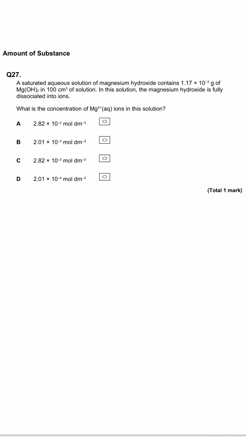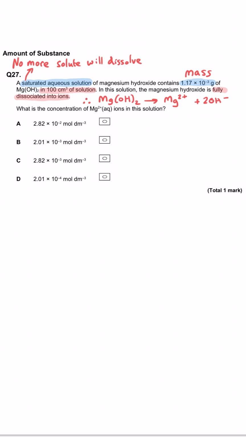This question is about solutions. We've been told that we've got a saturated solution containing magnesium hydroxide, and we've been given its mass, and we're told that it is a total volume of 100 cm cubed. And in this solution, magnesium hydroxide is fully dissociated into ions. And we've been asked what the concentration is of the magnesium 2+ ions in solution.